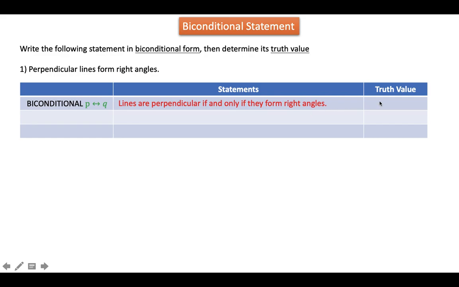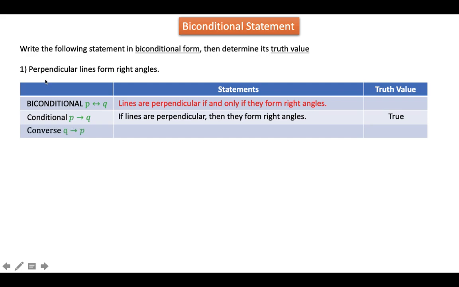Okay, to identify its truth value, we need to find first the conditional statement of our given. From this given, our conditional statement will be, if lines are perpendicular, then they form right angles. So question, is it true or false? If lines are perpendicular, of course, they will form a 90-degree angle. Then, a 90-degree angle is a right angle. So we can say that this conditional statement is true.